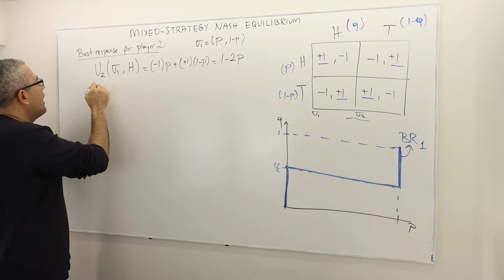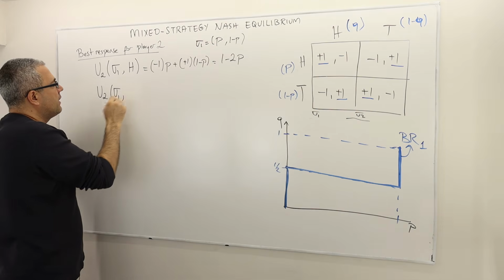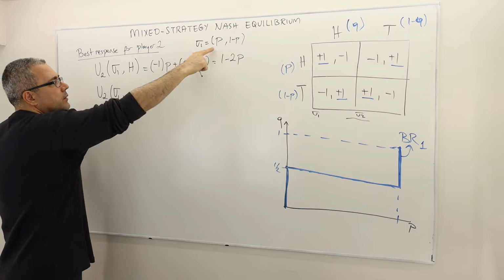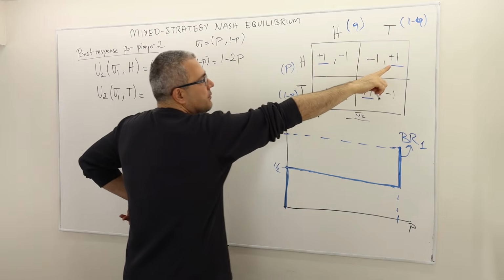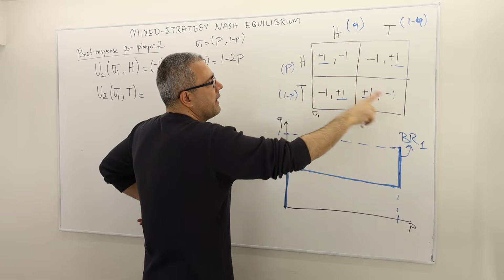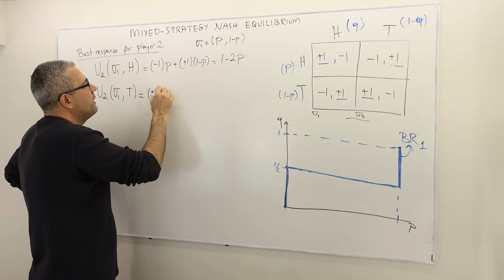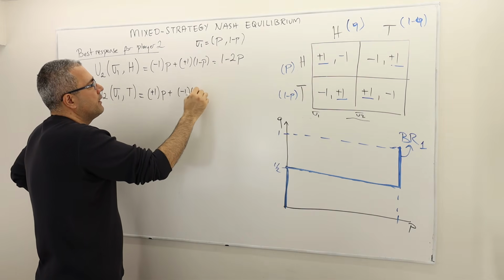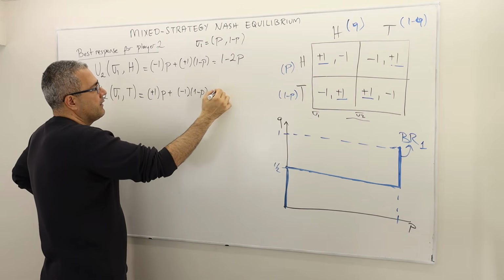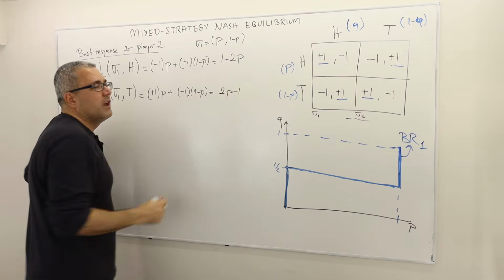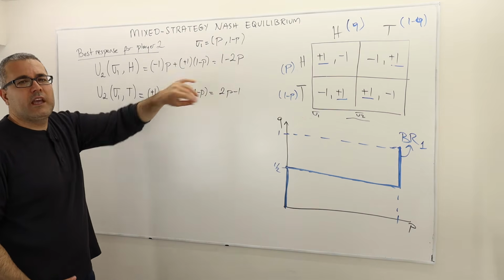All right? The payoff of player 2, if, again, her opponent plays sigma 1, and she, however, plays tail instead, well, this time she's going to get +1 with probability P and -1 with probability 1 minus P. So therefore, it's +1·P plus (-1)·(1 minus P). If you do the math, if you just sum them up, what you're going to get is 2P minus 1. Very similar to the previous one, right? But instead of Q, we have P.